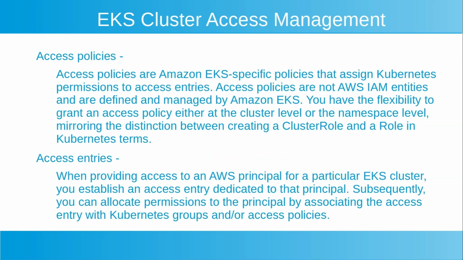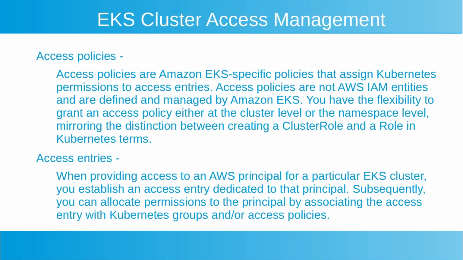The two new terms introduced with the EKS Cluster Access Management are access policies and access entries. Access policies are Amazon EKS-specific policies that assign Kubernetes permissions to access entries. Access policies are not AWS IAM entities. They are defined and managed by Amazon EKS. You have the flexibility to grant an access policy either at the cluster level or the namespace level, mirroring the distinction between creating a cluster role and a role in Kubernetes terms. An access policy comprises a predefined set of Kubernetes permissions managed by AWS.